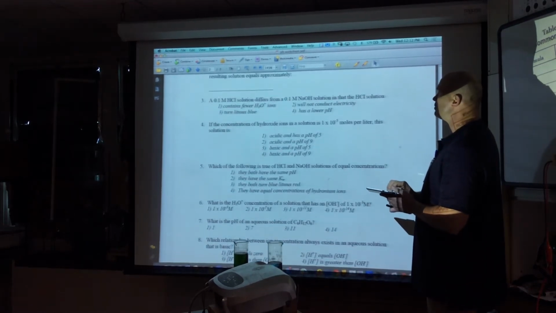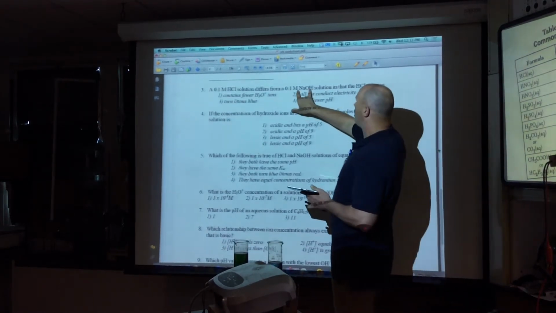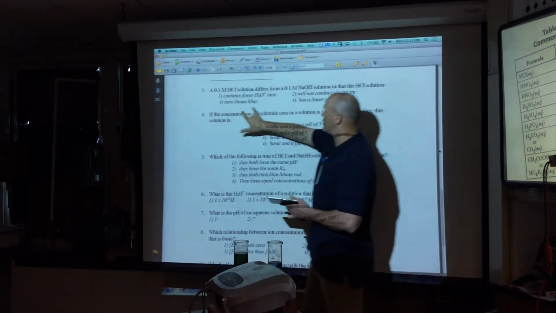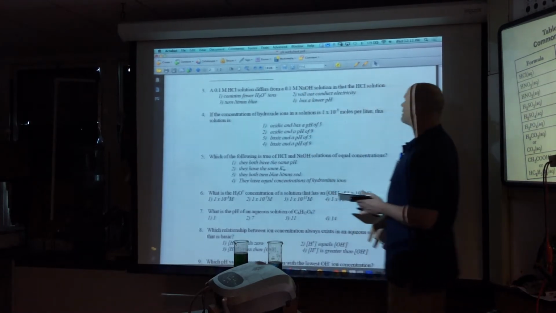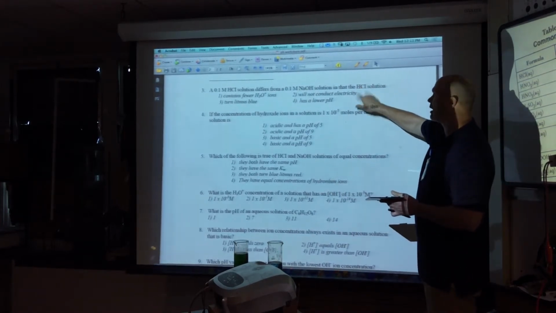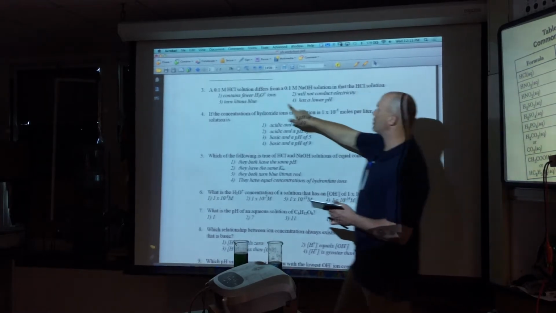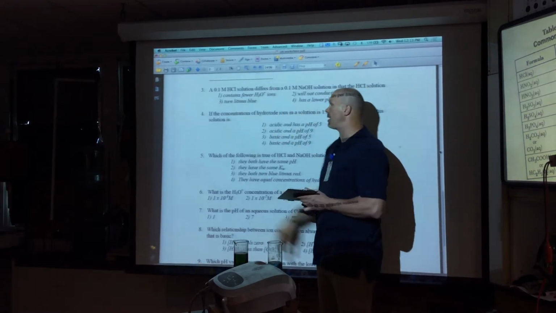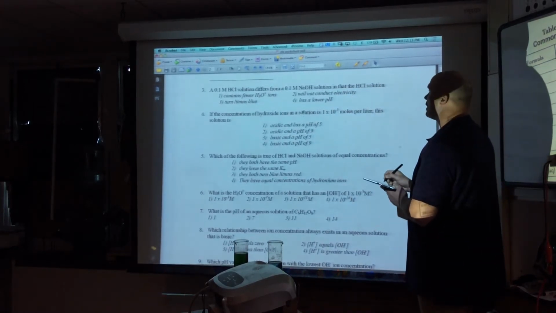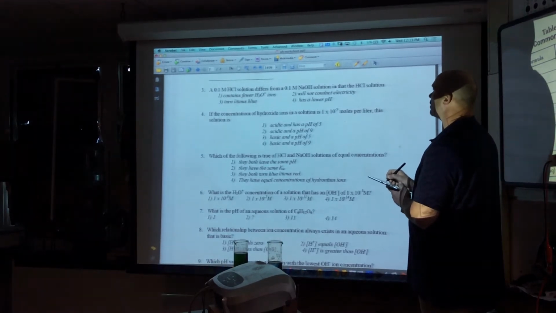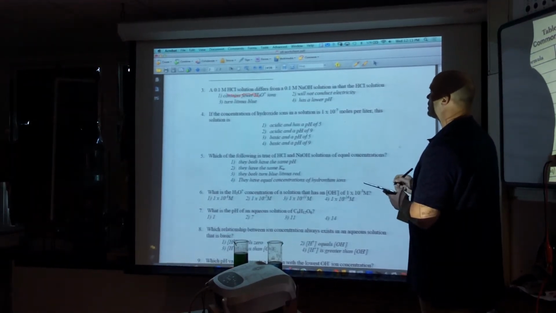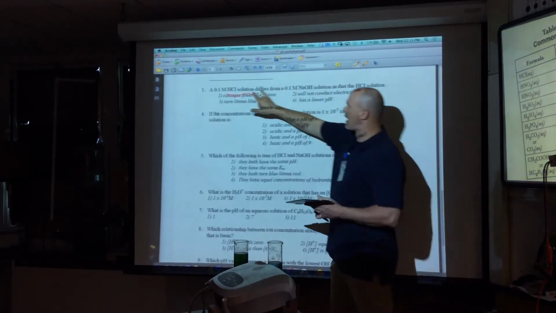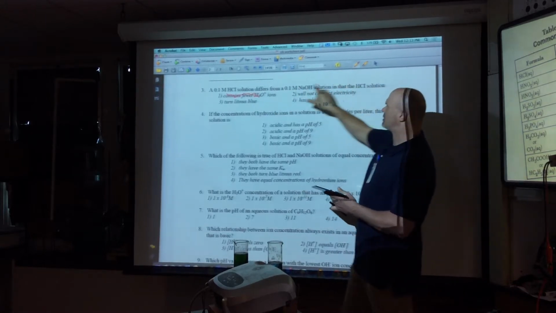Number 3: a hydrochloric acid solution differs from an NaOH solution. At this point, it's like saying an acid solution differs from a basic solution in that the acid solution has more H3O+. H3O+ is synonymous with protons. So that doesn't make sense, so we cross number 1 off, maybe. Next: turns litmus blue. This acid differs from a base, and the acid turns litmus blue?